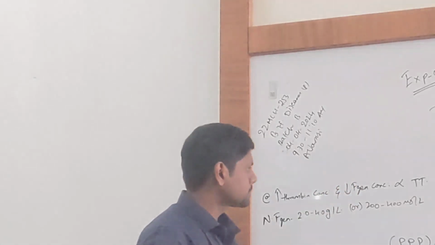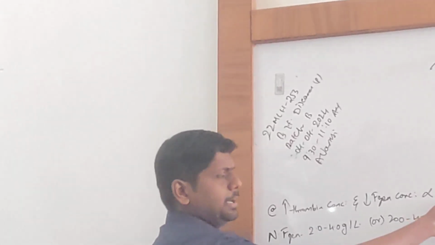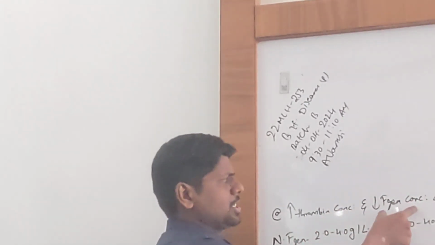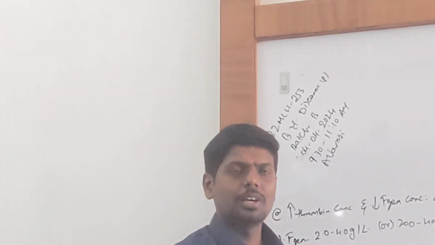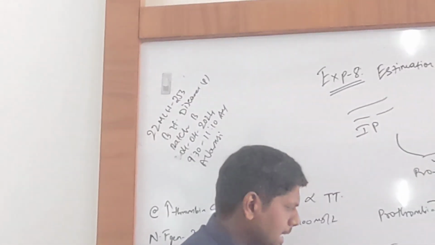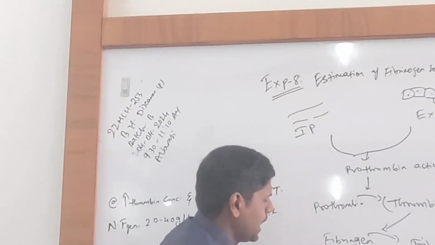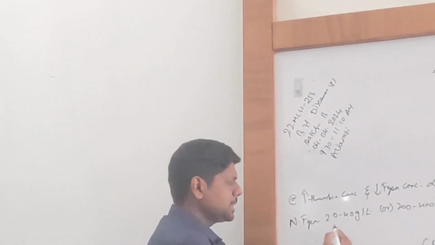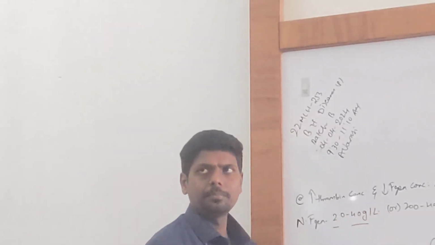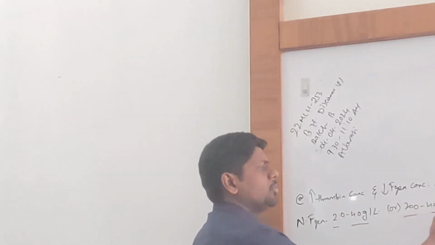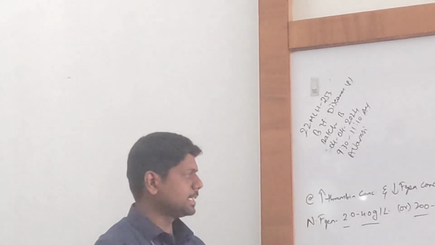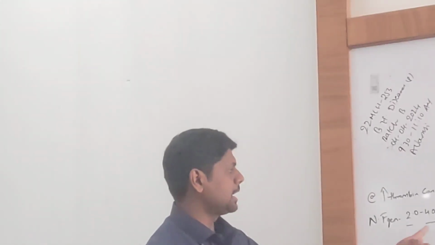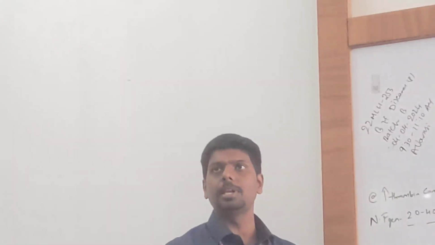What is this? Thrombin time is directly proportional to thrombin concentration and decreased fibrinogen concentration. I will let you know. Let us assume the patient has low fibrinogen levels. Write down the normal fibrinogen levels. In grams, this is 2 to 4 grams per liter. In milligrams, 200 to 400 milligrams per liter. This is the normal fibrinogen level.